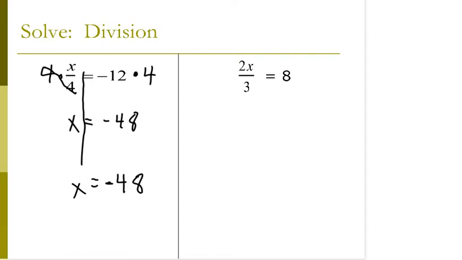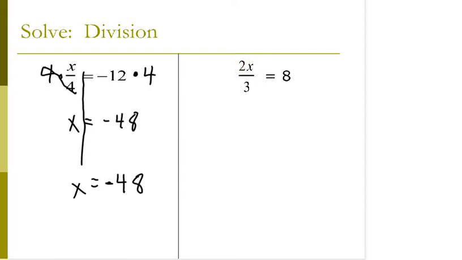For this next one, this one is interesting. You can look at it as multiplying by 2 and dividing by 3. So we want to switch that. We don't want to divide by 3. The inverse of that would be to multiply by 3. The inverse of this multiply by 2 would be to divide by 2.